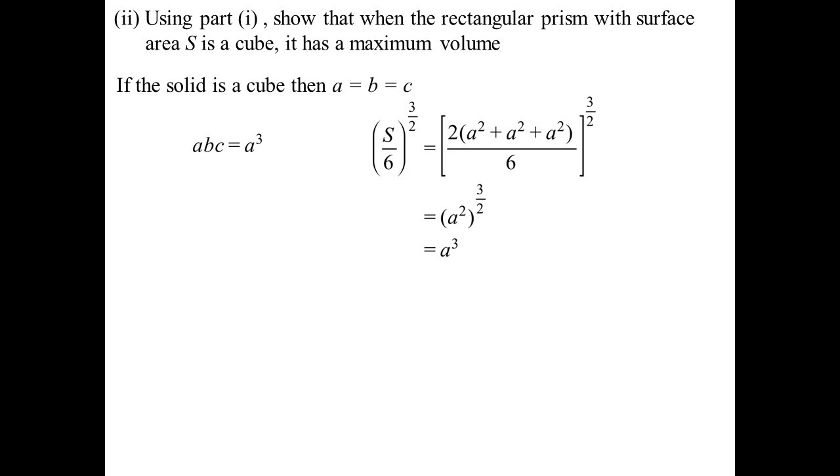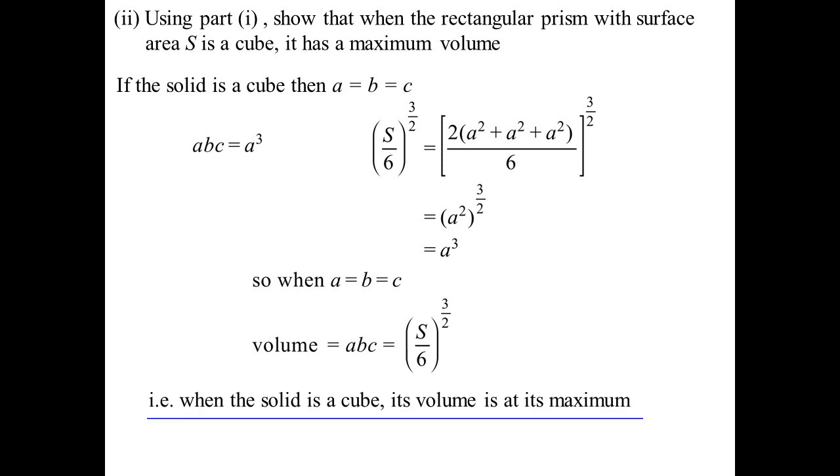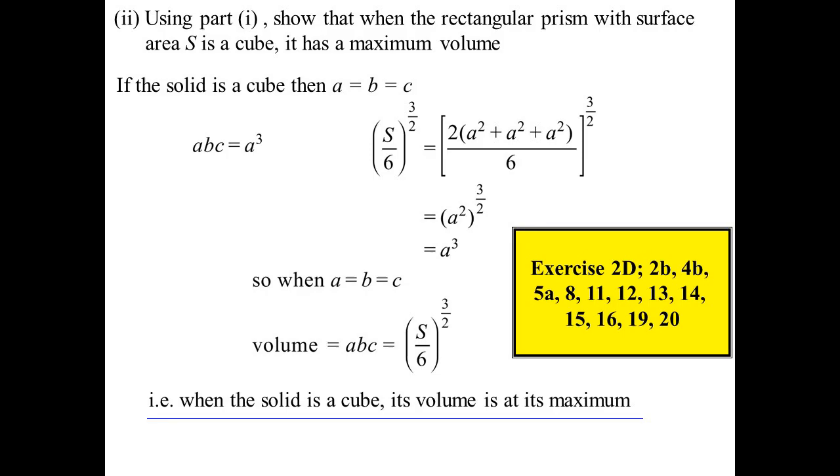Well, S, our surface area, is now 2 lots of A squared plus A squared plus A squared. So I have, in fact, just got 6 A squared. That means that when A equals B equals C, the volume, remember, ABC, is now A cubed. We just said A cubed was S on 6 to the power of 3 on 2. In other words, when it is a cube, this is its volume. But of course, we just proved it's always less than or equal to that amount. So that's the maximum the volume could be. Bingo. When it's a cube, that's a maximum. Done. All right.